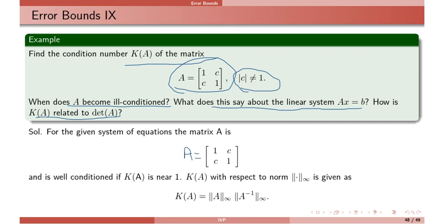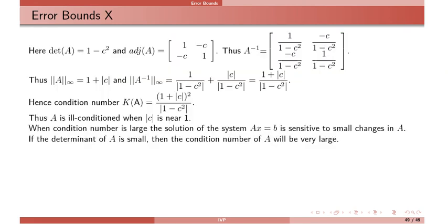The system is well conditioned if the condition number is close to 1, and we find the condition number from norm of A and norm of A inverse. So just find A inverse. To find A inverse, you need the adjoint of A and the determinant of A. So A inverse will be adjoint divided by determinant. So this is A inverse. Now find norm of A: both rows have the same sum, so 1 plus mod C, and don't forget to put the modulus, since C can be negative.